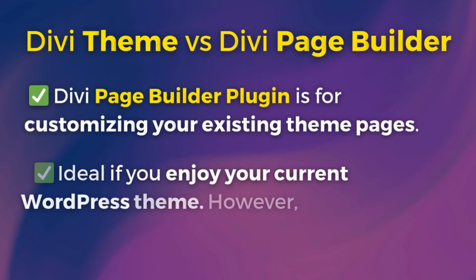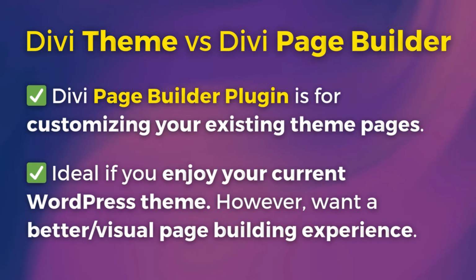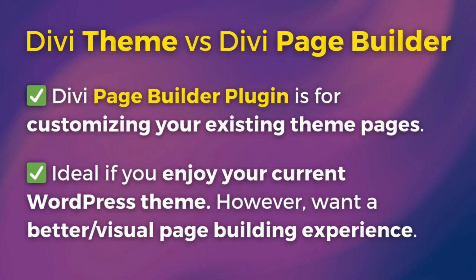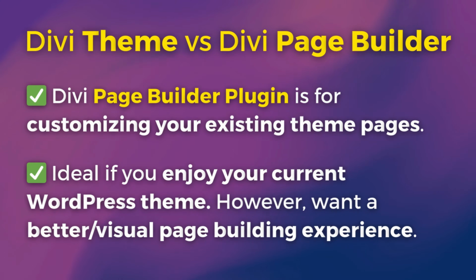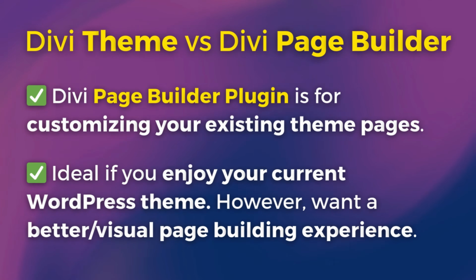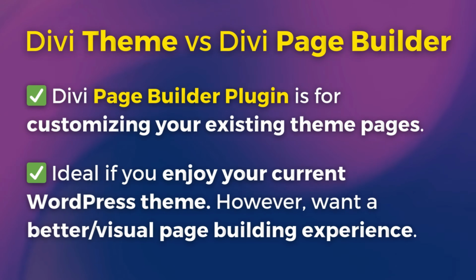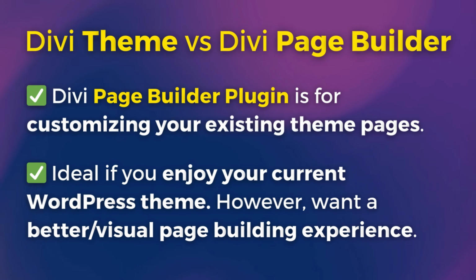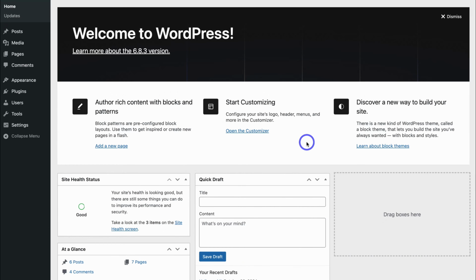On the other hand, if you like your existing WordPress theme and you don't want to change it to the Divi theme, you can simply install the standalone Divi Page Builder plugin. This plugin allows you to leverage the Visual Page Builder on the current WordPress theme that you are using. Today, as I mentioned, I'll be using a fresh WordPress account.